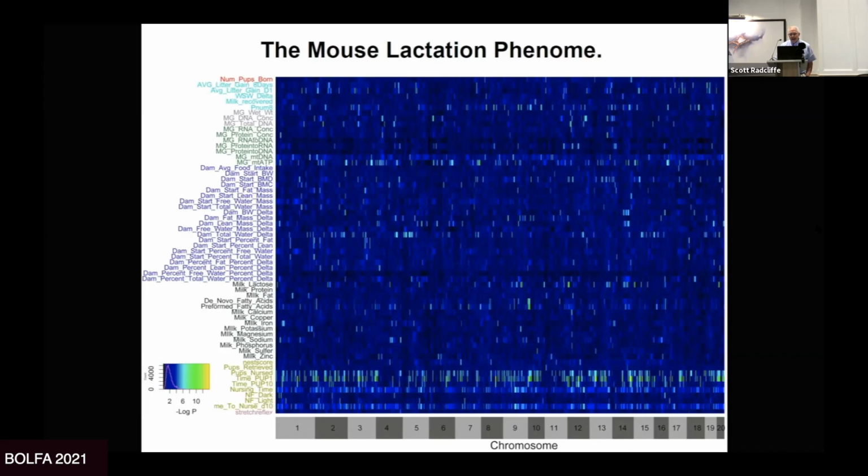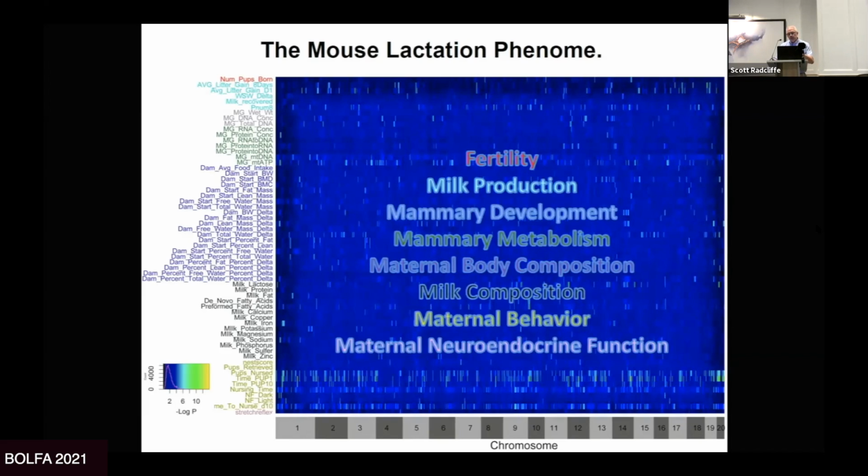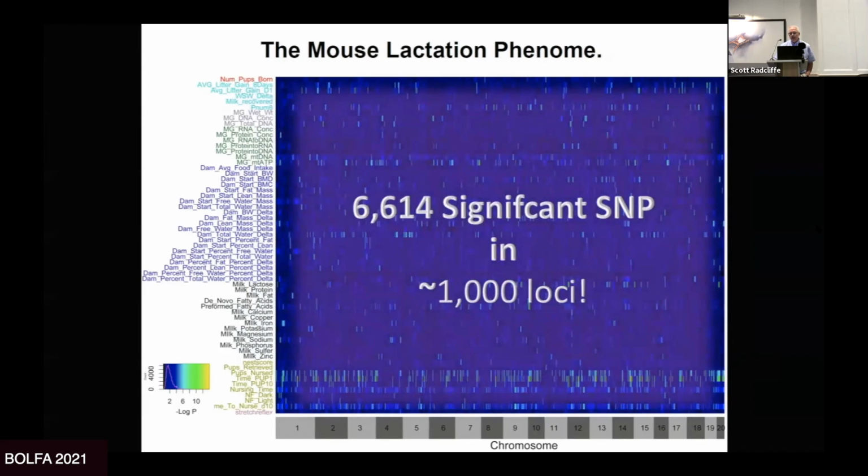So what did we get out of this? Well, this is just to remind me that we have these different classes of maternal traits that we're looking at. And we ended up, if we used the 10 to the minus 6th cutoff, with about 6,000 significant SNPs over 1,000 loci or so. So we have a lot of work to do if we're going to try and understand these.